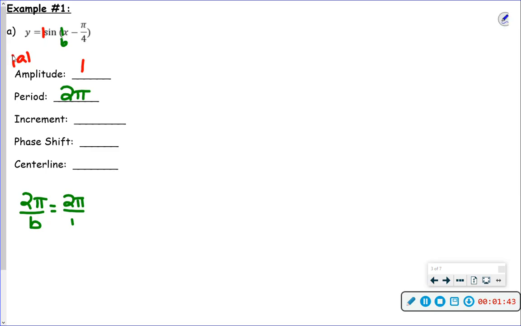Increment is your period divided by 4. So now I'm going to do 2 pi divided by 4. We're going to reduce 2 over 4 to a half. So that's how we're going to be scaling our graph by 1/2 pi.